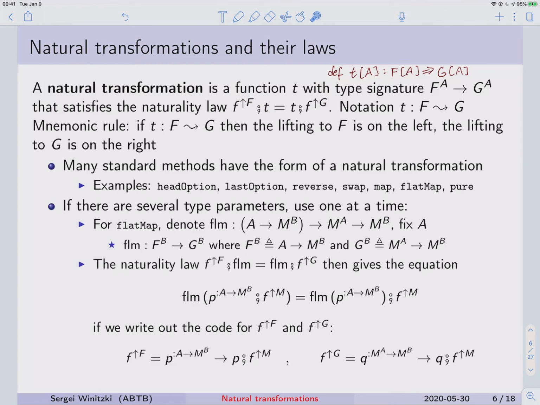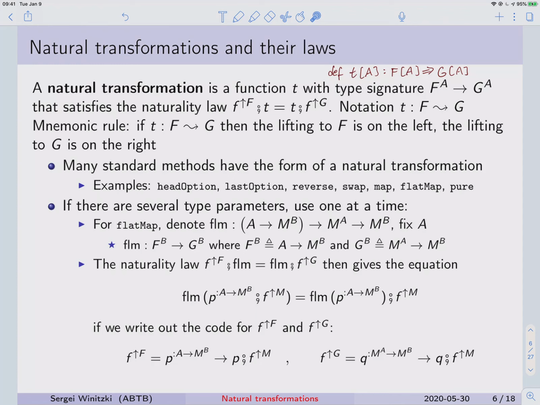So importantly, you lift to two different type constructors on the left of this equation and on the right of this equation. And this suggests a mnemonic rule that if you have this type signature, f going to g, then the lifting to f must be on the left and the lifting to g must be on the right. So, and this works very well with the forward composition, where you first apply this function and then you apply that function. So this is a general definition of a natural transformation.